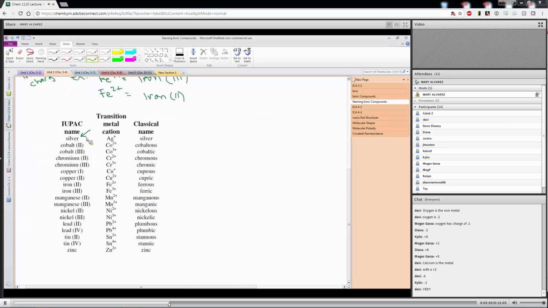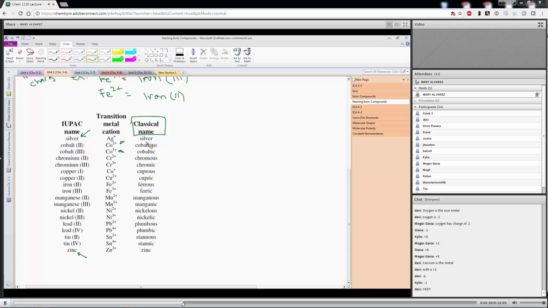Silver and zinc in IUPAC don't have charges because they're always the same. I told you you'd have to memorize those. But look here, if it's cobalt 2 or 3, then it's cobaltous and cobaltic. Chromium 2 or 3 is chromous or chromic. Copper 1 or 2 is cuprous or cupric. Would you guys really enjoy memorizing these?